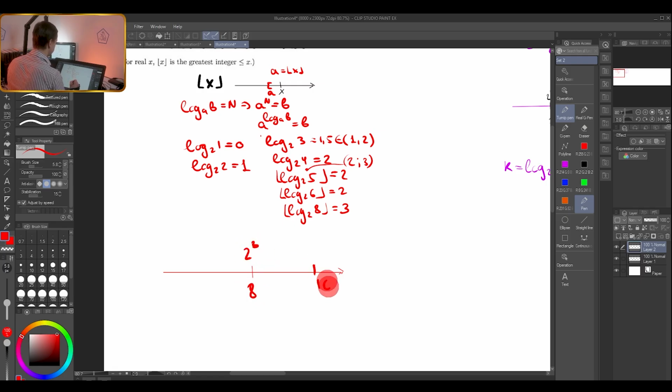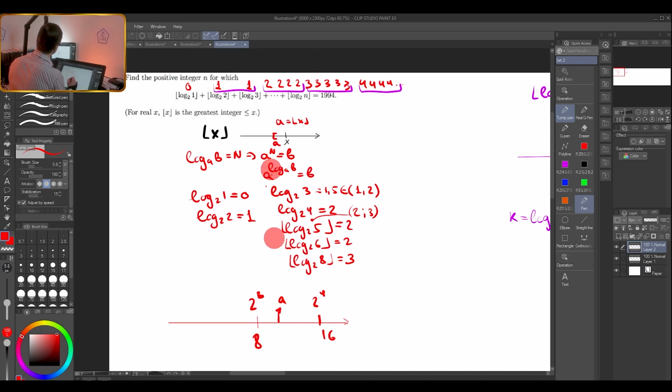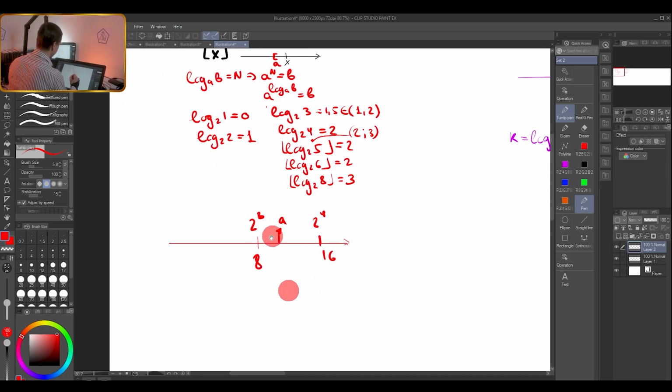The next one will be 16. It's 2 to the power of 4. And for any integer number a from here, the floor of log 2a equals 3. And how many numbers do we have here that will give us 3? Well, the first will be here, and the next one will be on the step 1, on the step 1, on the step 1, and the next one will be just 1 behind 16. So if you consider how many numbers you have here, you will get exactly 8 numbers. So it will be the first one and 7 more here.